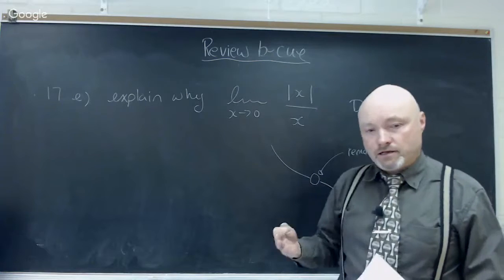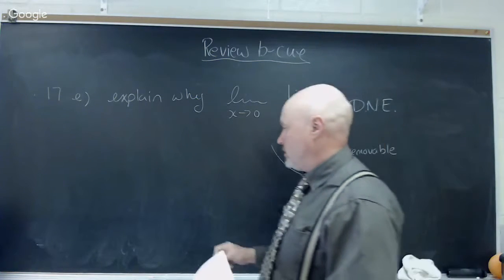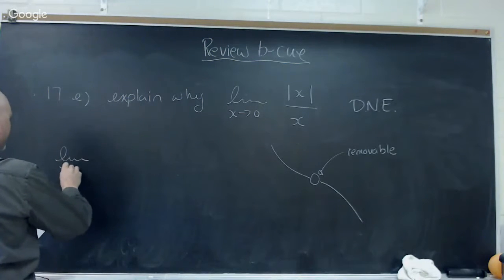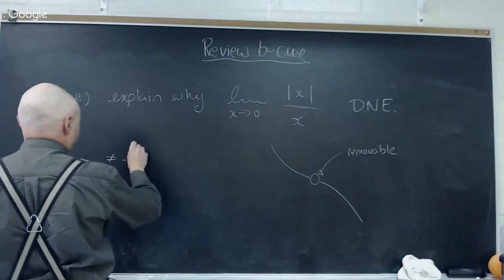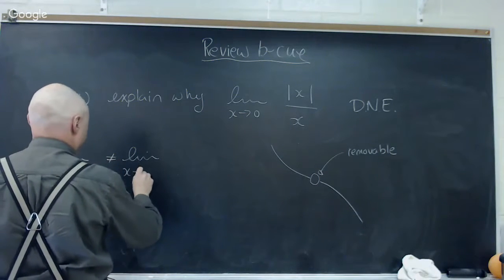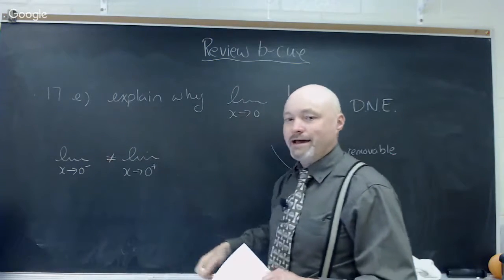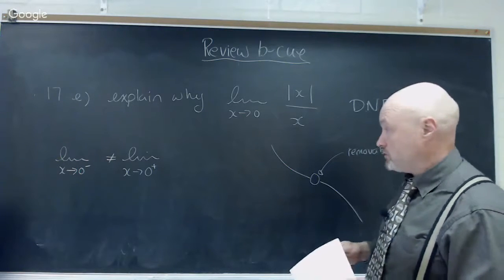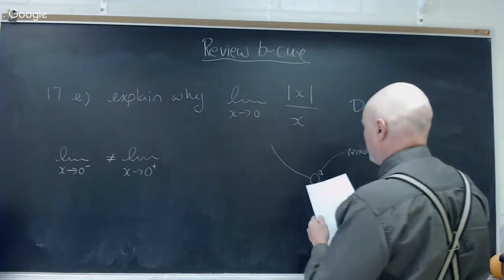For the limit not to exist, what has to happen is the limit from below has to be different from the limit from above. Okay, so there was this definition for where the limit from below has to equal the limit from above for the actual limit to exist, and we're asked to explain why that doesn't happen in this function.